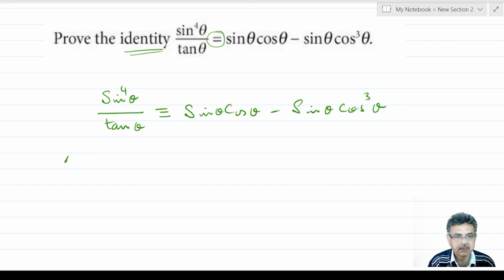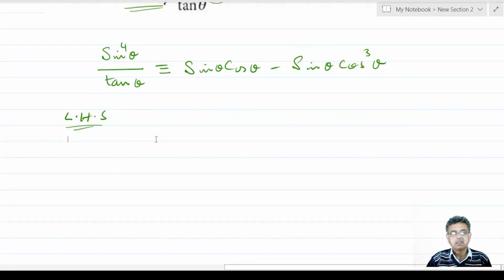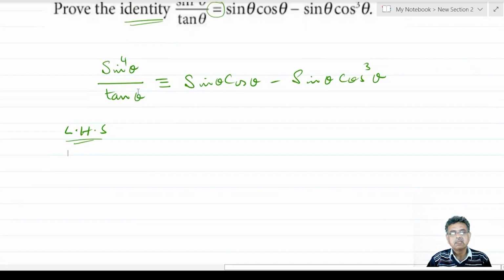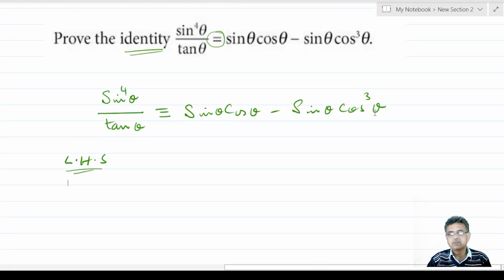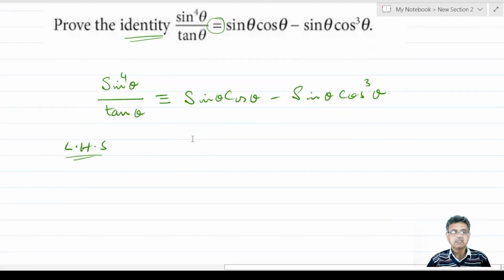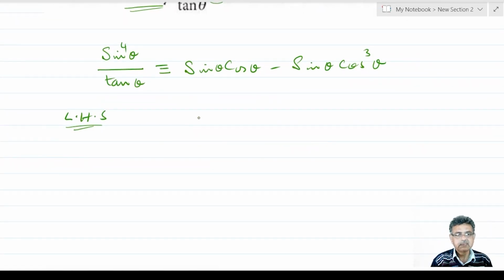Okay, let's take the left hand side. Whenever you have to prove an identity, solve one of the sides, either left hand side or right hand side. If you take left hand side, finally it should be proved equal to right hand side. And similarly, if you take right hand side, it should finally be proved equal to left hand side. So let's see.